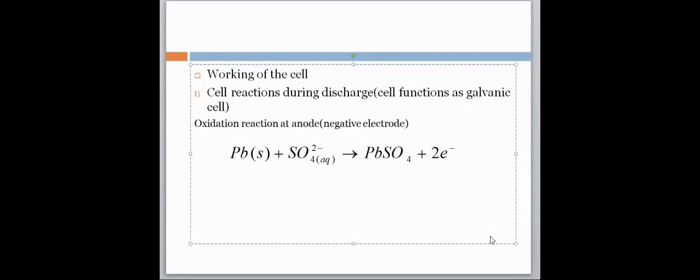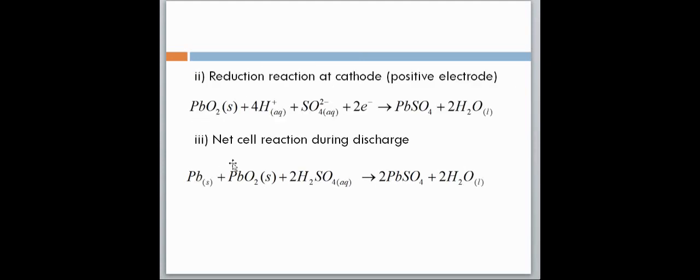So the cell reaction during discharge: oxidation reaction at the anode. What reaction takes place? Pb plus SO4 2 minus gives PbSO4 plus 2 electrons. So there is loss of electrons, and that's how this reaction becomes like this. Now, what happens at the cathode, reduction? PbO2 plus 4H plus SO4 2 minus plus 2e minus gives PbSO4 plus 2H2O. Clearly you can see there is gain of electrons, which means reduction is taking place.